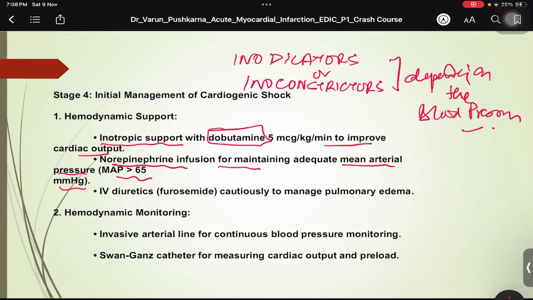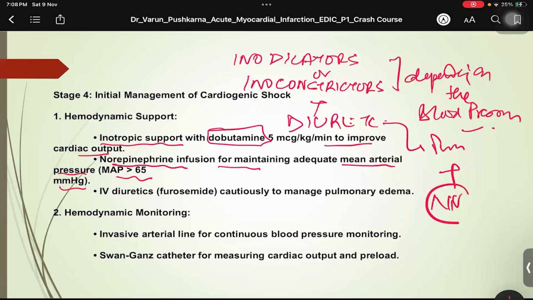So if the blood pressure is low, you would like to go for inotropes like dobutamine, which is an inodilator, along with norepinephrine to maintain the blood pressure. Plus, you will need diuretic support immediately to get rid of the pulmonary edema. Plus, you will need this patient to be put on NIV, non-invasive ventilator.